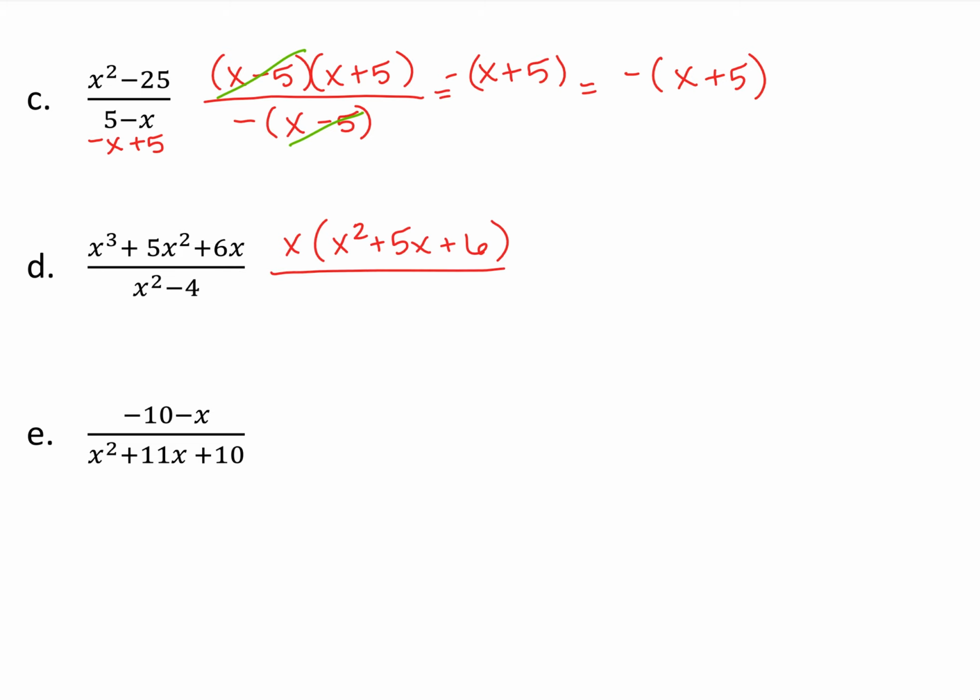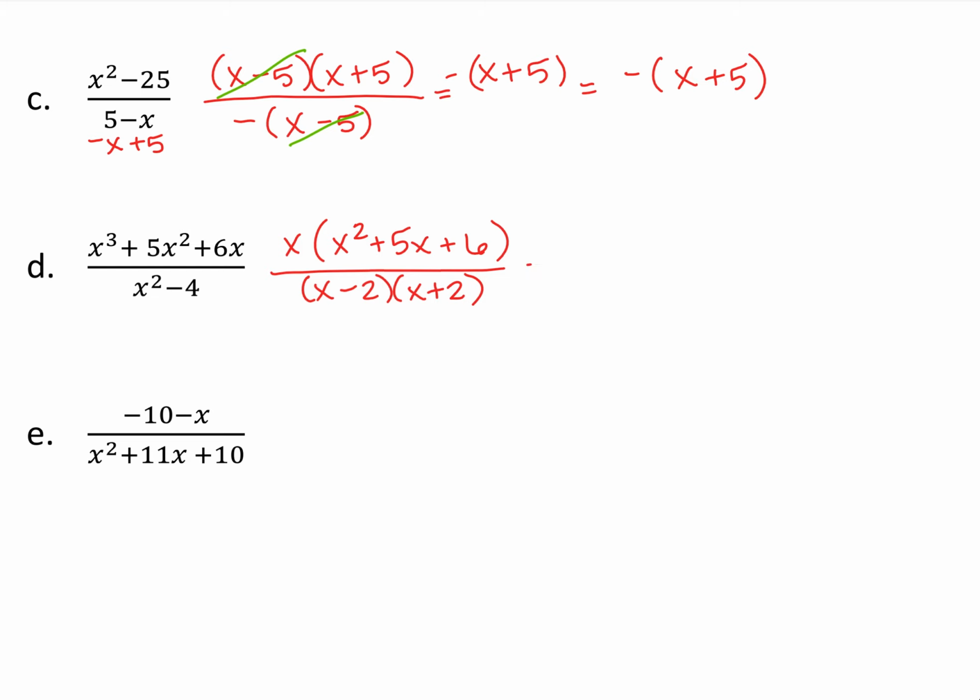I'm not done with him. I'm going to go ahead and look at the bottom. I have x squared minus 4. That is a difference of squares. So I know I end up with an x minus 2 and an x plus 2.